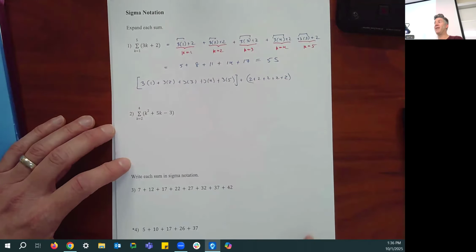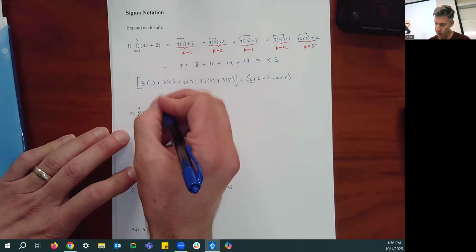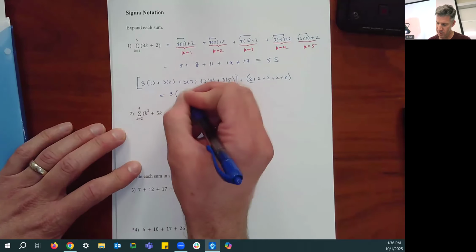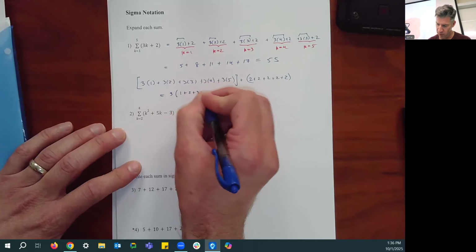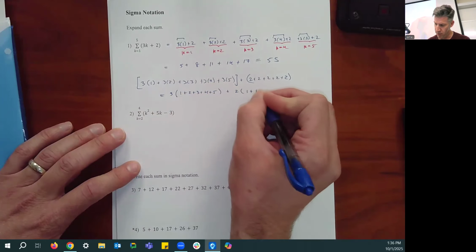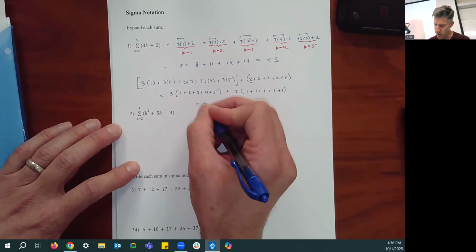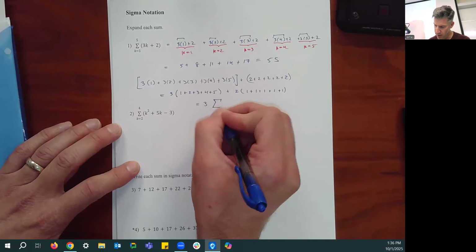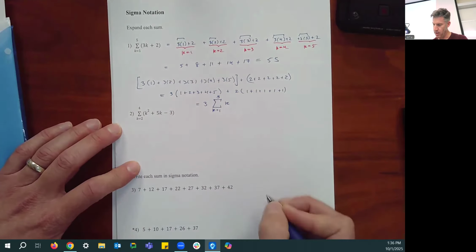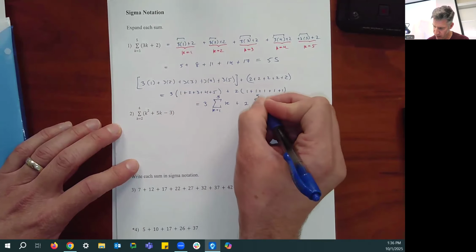Or writing it in a somewhat different summation or sigma notation, I can write this as, let me do one more. Let me break it this way. I'm going to write this as 3 times 1 plus 2 plus 3 plus 4 plus 5, plus 2 times 1 plus 1 plus 1 plus 1 plus 1, 5 times. And then I'm going to rewrite that as 3 times the sum from k equals 1 to 5 of just k, plus 2 times the sum from k equals 1 to 5 of just 1.